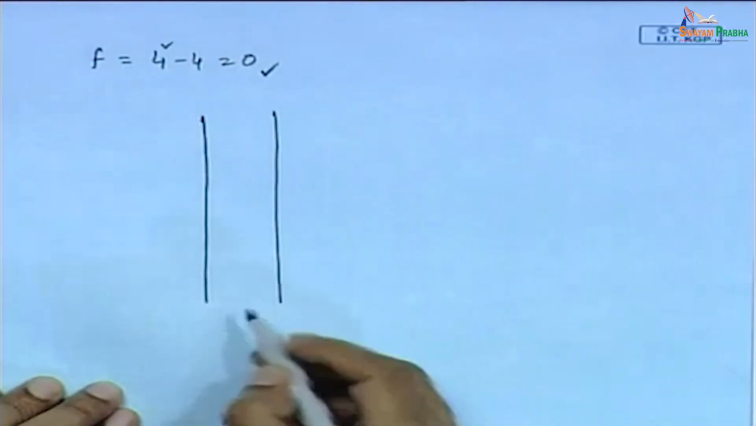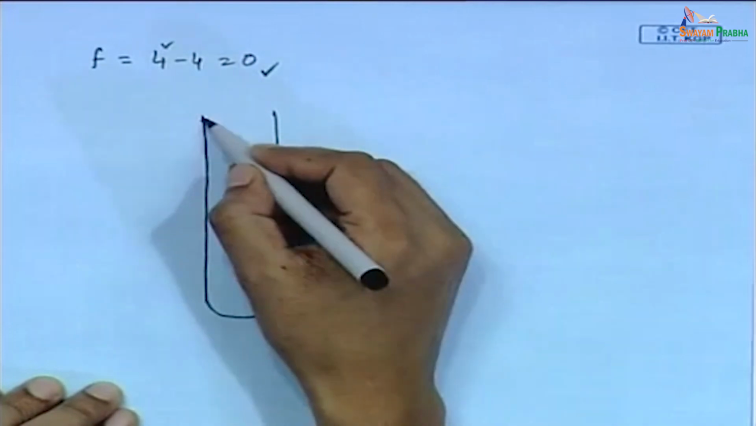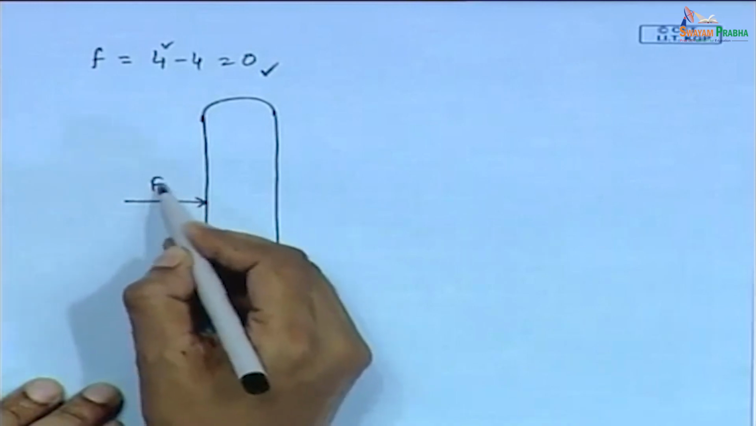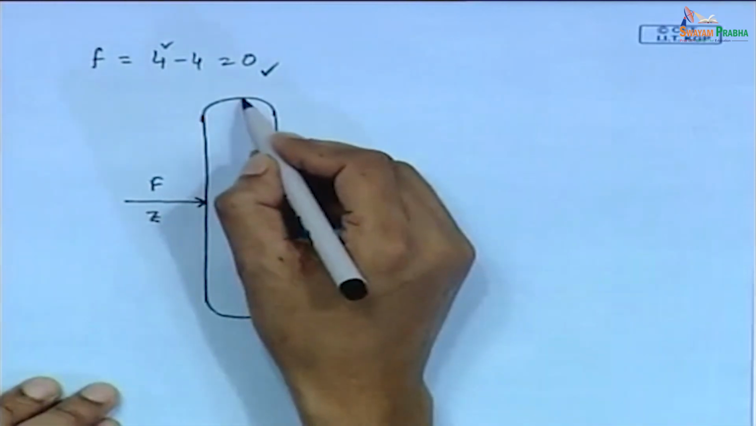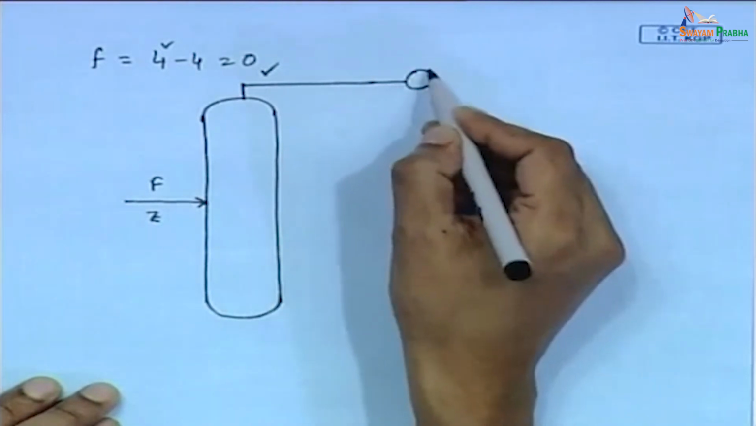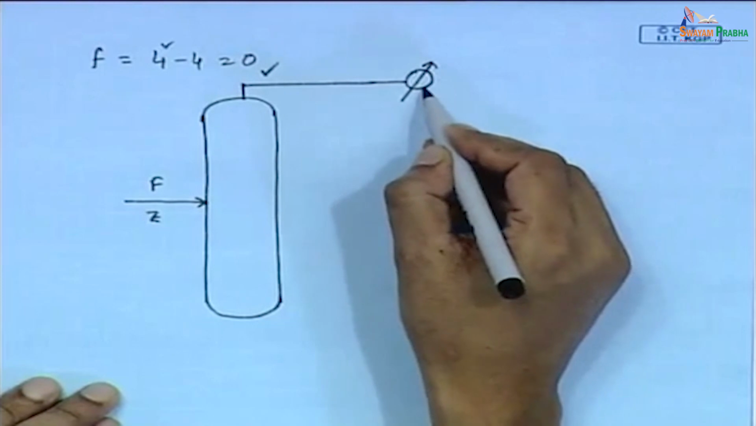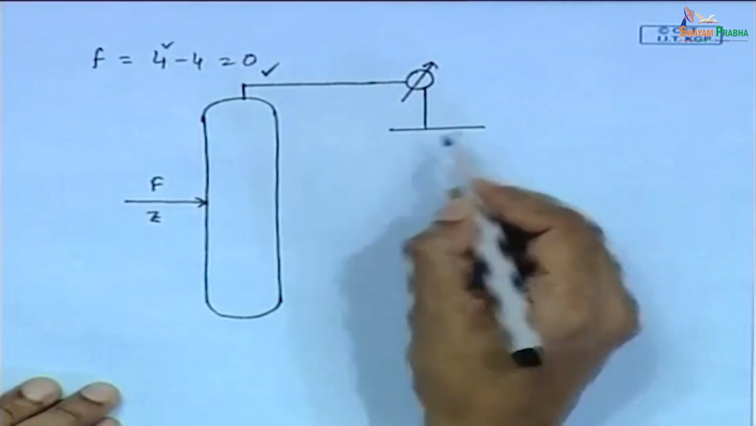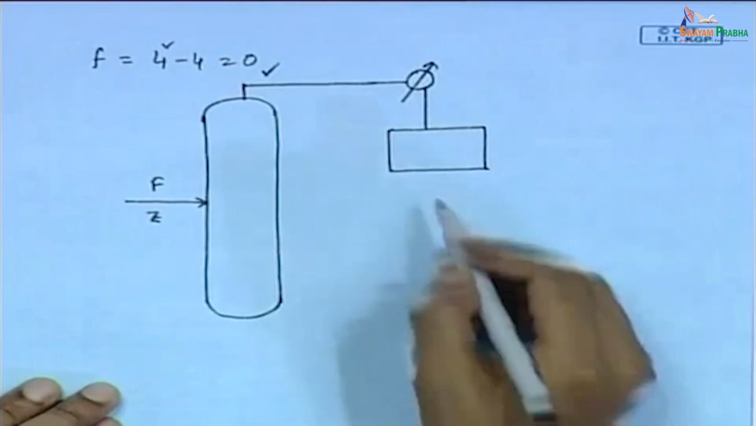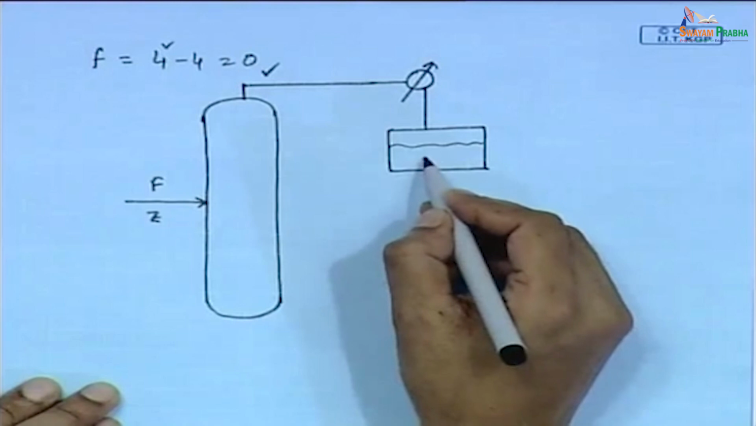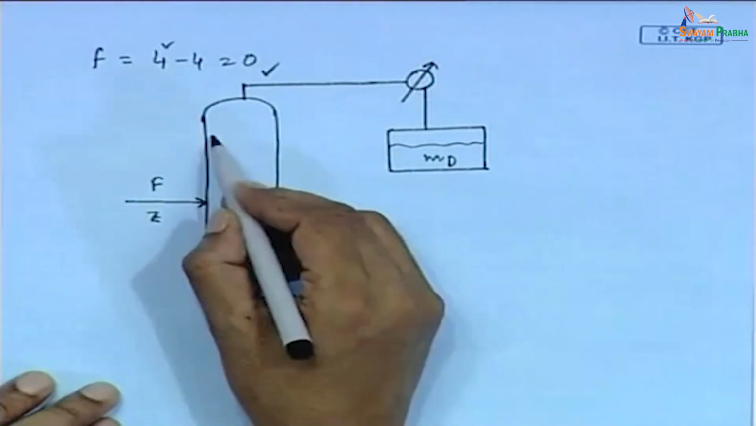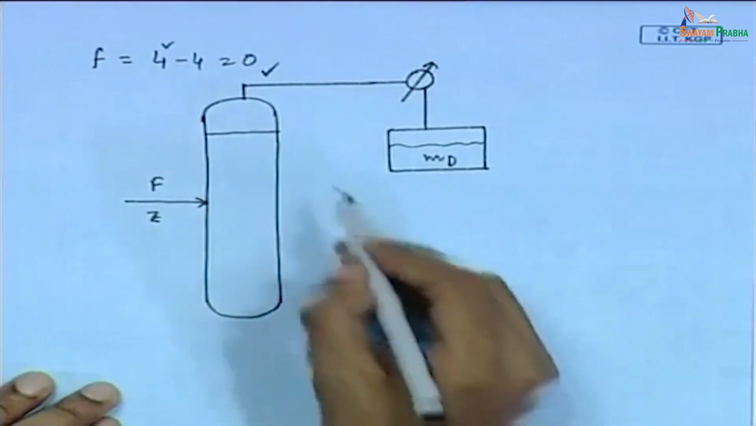This is the distillation tower, feed flow rate with composition, one condenser is installed at the top. This is the reflux drum, liquid is accumulated here, the hold up is MD. This is the top stage.